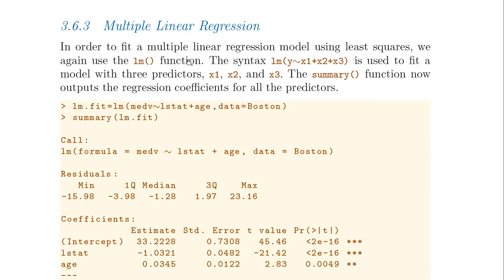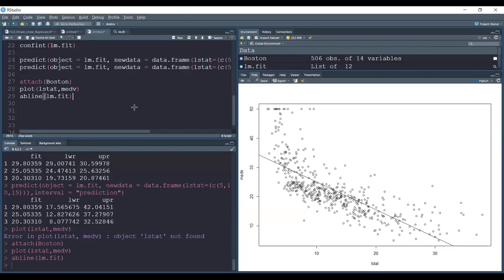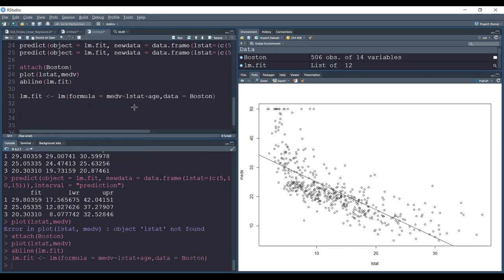So what are we regressing on? LSTAT and age. And we're going to save it as lm.fit. So we're going to overwrite the previous model. lm. Give it your formula. So it's the median value. I wonder if we need to attach again. Regressing on LStat and age. Which data set? The Boston data set. Now we summarize.